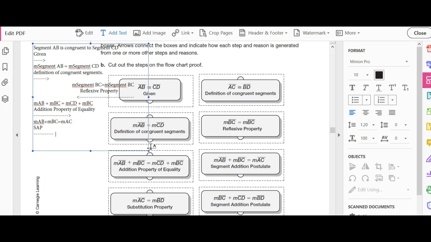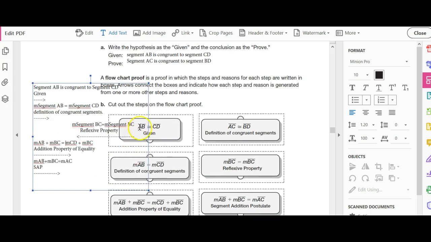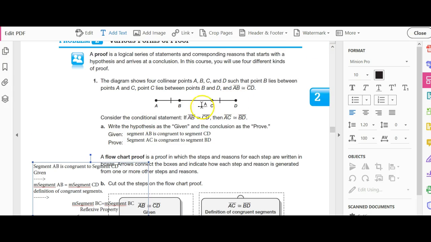But that's not all. We're not done yet. Because we can see also that we have CD plus BC, and we're going to say CD plus the same thing, BC. What would this be equal to? Again, C is in the middle between B and D.